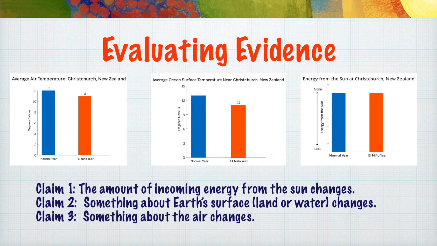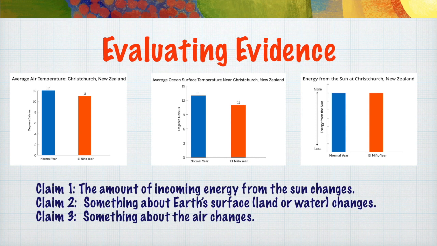Now, if I were to compare the ocean to the air, I notice that in a normal year, the temperature of the ocean is 1 degree higher than the air. But when we look at an El Nino year, they both drop to 11 degrees. So there's a bigger difference between the air temperature drop and the ocean drop by 1 degree. But in all, both the water and air drop 1 degree.